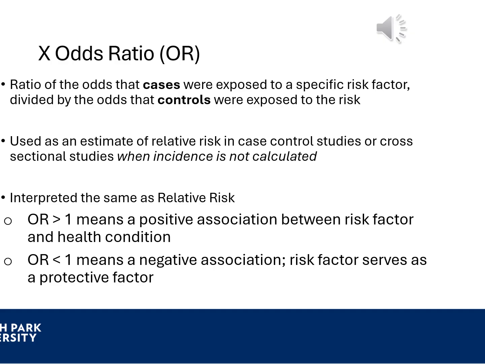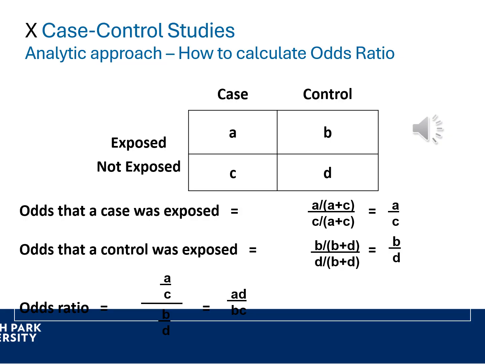So in setting up an odds ratio, in the top bullet point, what you do is you compare the odds that the cases were exposed to the risk factor divided by the odds that the controls were exposed to that risk factor. And it is interpreted the same as a relative risk. In other words, equal to 1, greater than 1, or less than 1, which you can read on that slide.